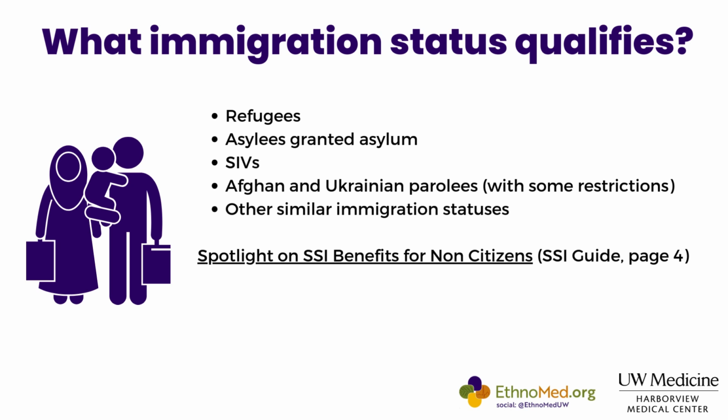The Social Security Administration has a page called the Spotlight on SSI Benefits for Non-Citizens, which is linked on the bottom of this page, and goes through very specifically which categories of non-citizen will be eligible for SSI benefits. It's really useful to keep this page handy for a few reasons. One is that the rules around parolee eligibility may change. Right now, Ukrainian and Afghan parolees qualify, but there are certain date restrictions, as I mentioned, and you can see updates about that on this page.